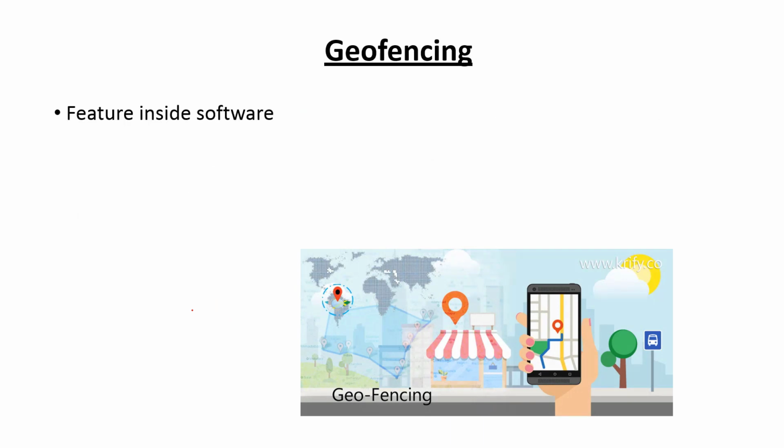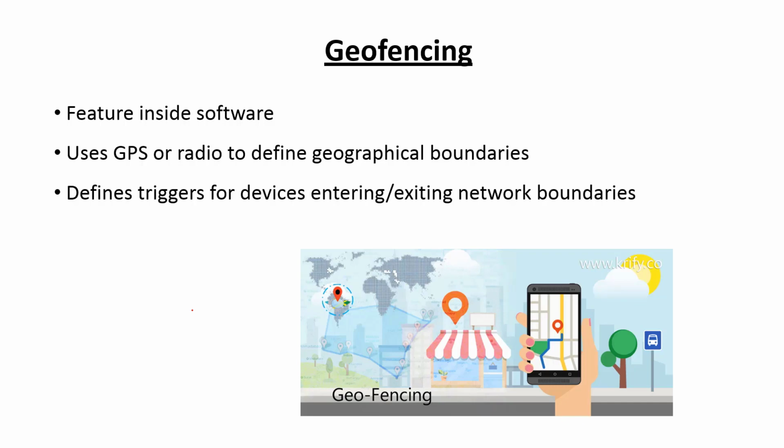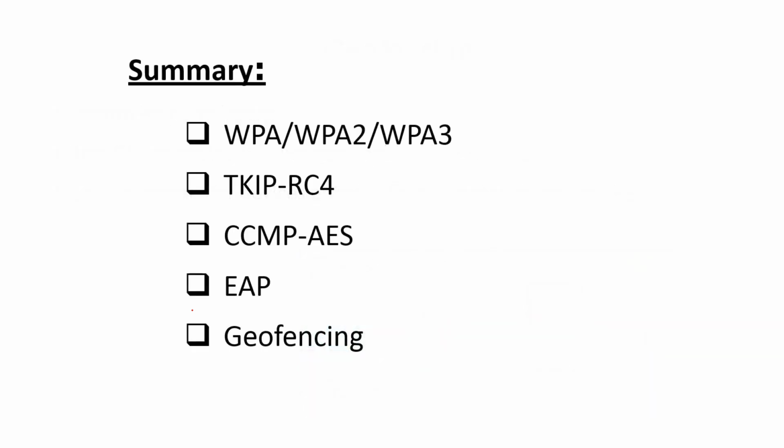Geofencing, this is just a general security concept. You can find it inside your software. It uses GPS or your radio to define your geographical boundaries. There's triggers for devices entering or exiting the network.